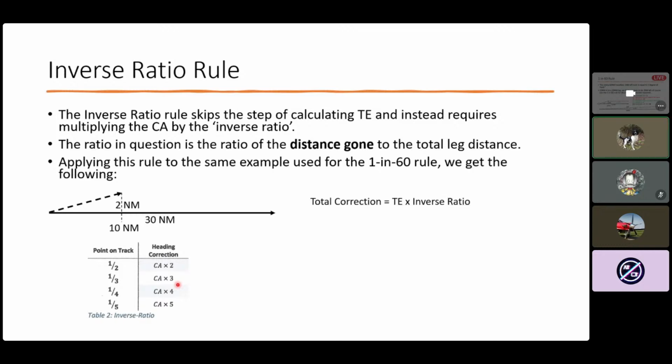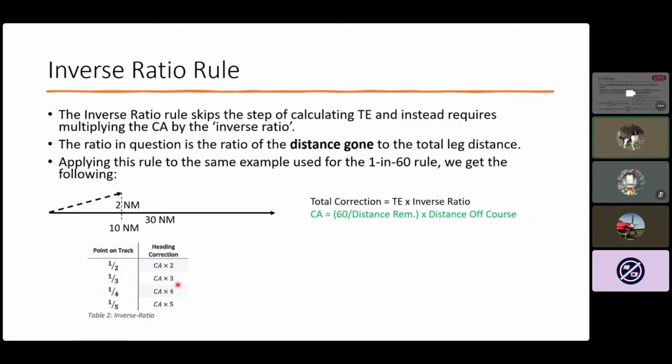So that should say CA times inverse ratio. I do apologise if I'm confusing you, but that should say closing angle. Okay. So closing angle is calculated using the 1 in 60 rule, just like we did before. But remember, it's the distance remaining. It's the closing angle, not the error. It's the angle to get back on track.